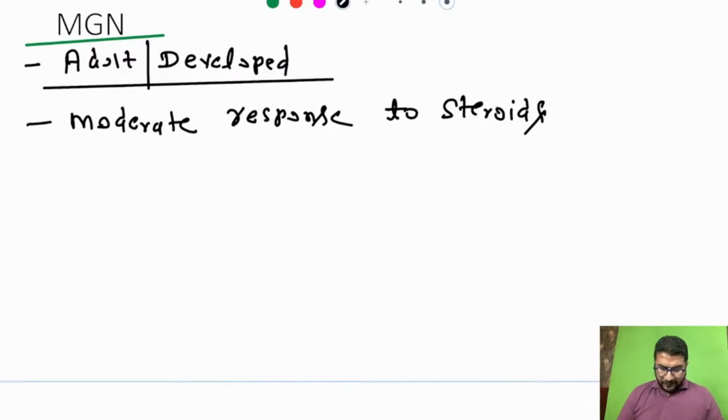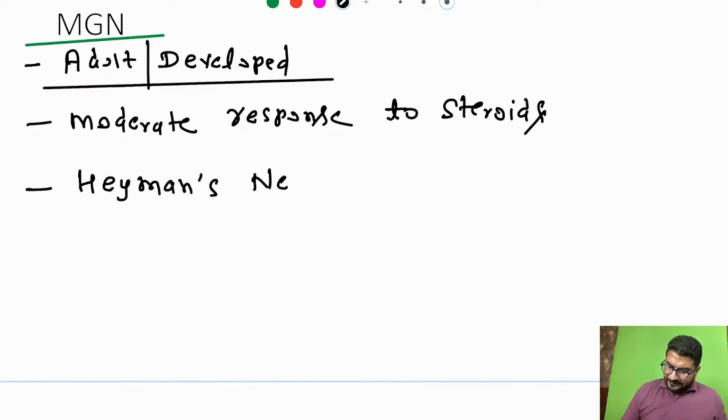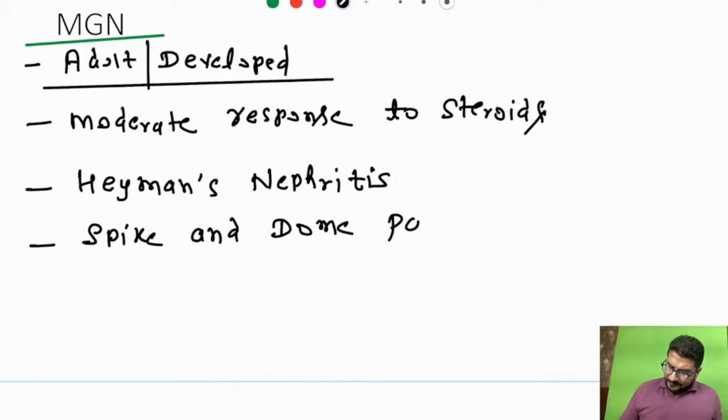Now what they ask you in exam, और क्या आपसे पूछते हैं, they will ask you when you see MGN patient. This MGN like nephritis you will see in rat, and this is what we call Heymann's nephritis. Now try to understand, when we see this MGN patient, in biopsy what you will find is spike and dome pattern. Done. So these are the MCQs that they ask you on MGN.